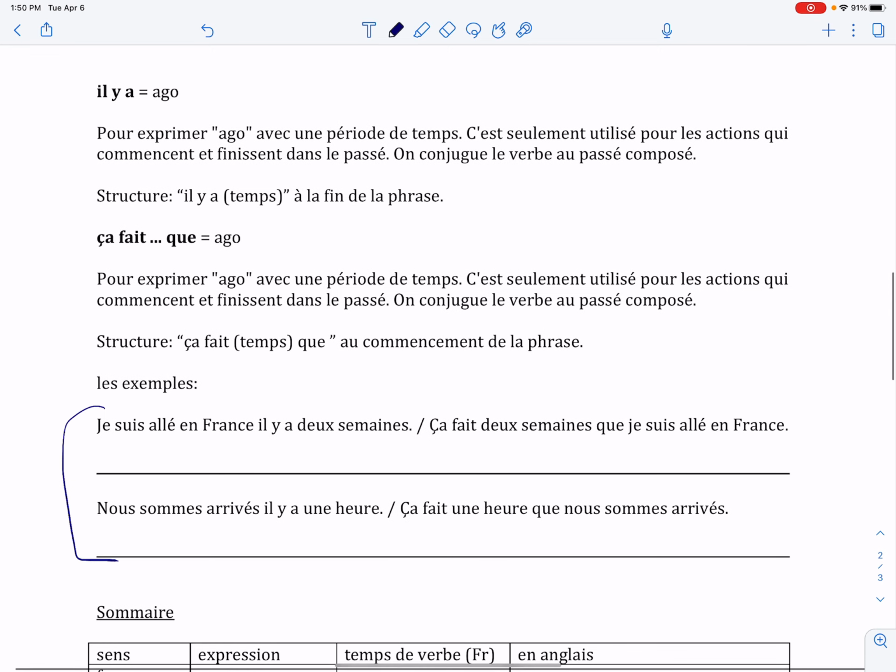These examples that you see, it's the same sentence written 2 ways. So the first one with il y a, pour exprimer ago avec une période de temps. C'est seulement utilisé pour les actions qui commencent et finissent dans le passé. On conjugue le verbe au passé composé. So il y a is used to express ago with a period of time. It is only used for actions that begin and end in the past. So these are not actions that are continuing to the present. These are actions that are completed, that finished in the past.